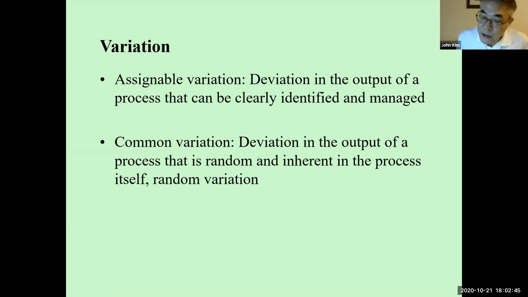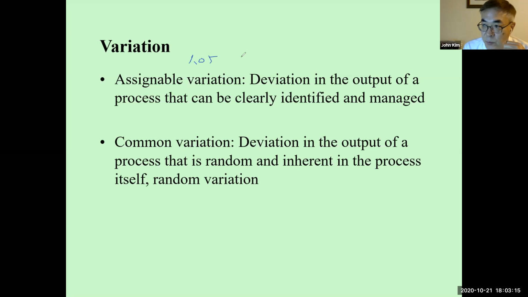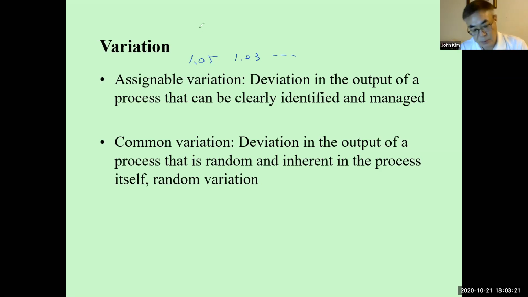Talk about variation first. When we covered the quality part, I gave an example: if I produce a 1-inch bar, then the first one I check the size, 1.05, second one 1.03, and so on like that. The designed specification is 1 inch.